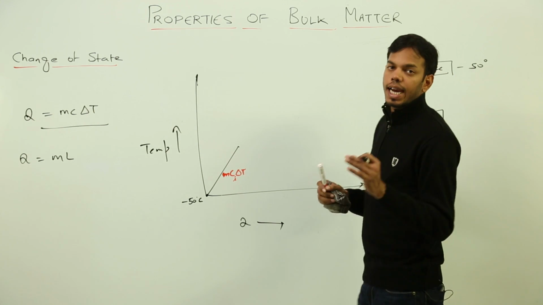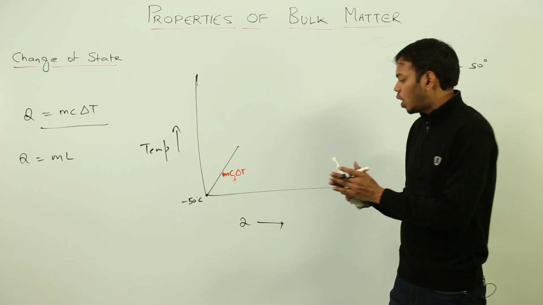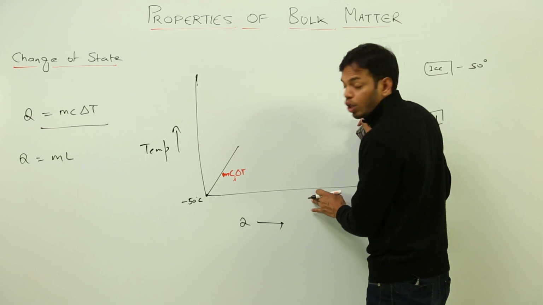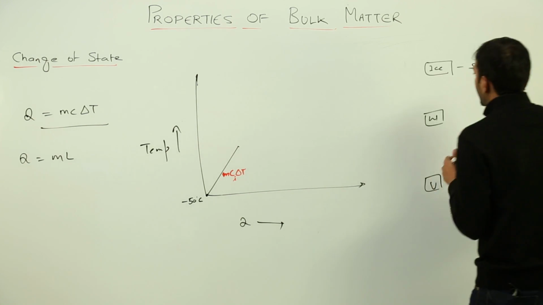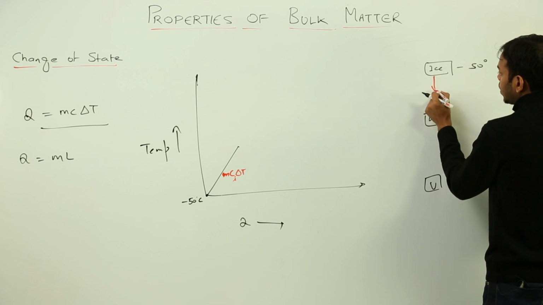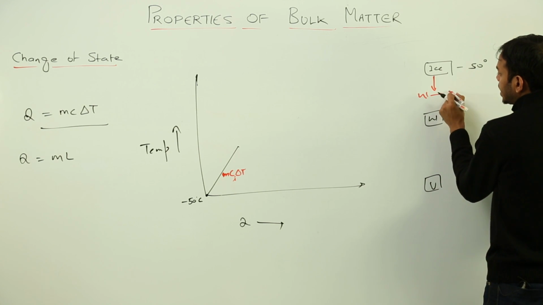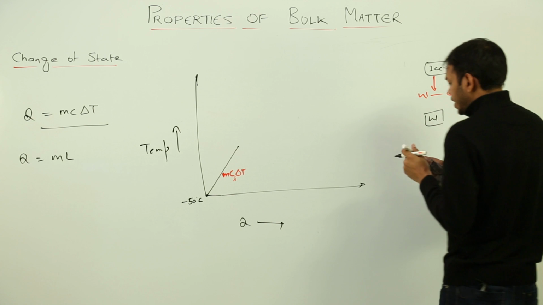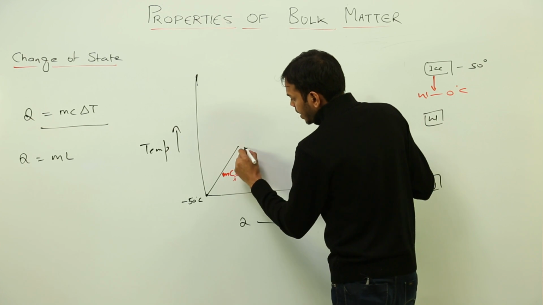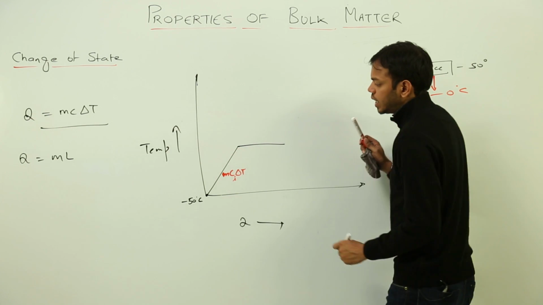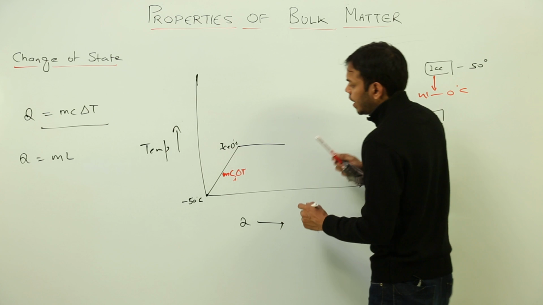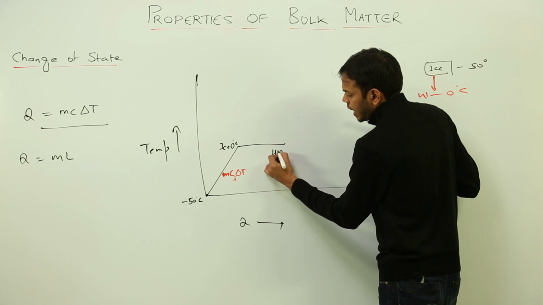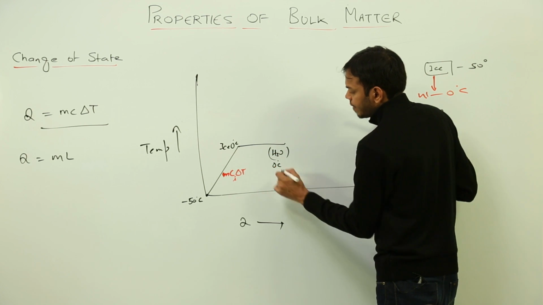So what exactly is happening? Heat is being absorbed, that means the value of heat is going to increase, but temperature will remain constant. So what will we get? From ice, we'll get water at 0 degrees Celsius, right? So here, temperature remains constant. We had ice at 0 degrees Celsius here, and now I'll get water at 0 degrees Celsius here.